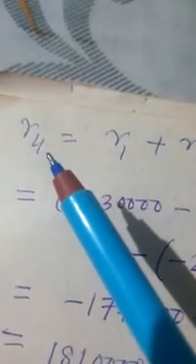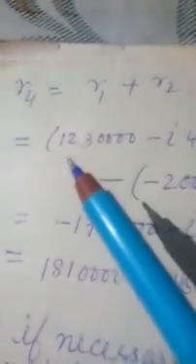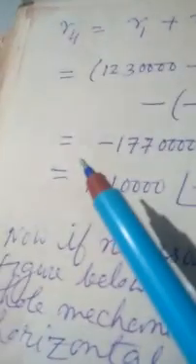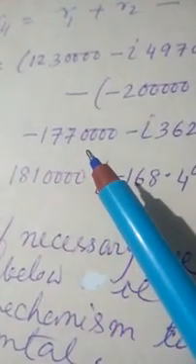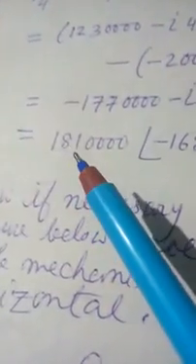Now to find out R4, we use the equation 1. R4 is equal to R1 plus R2 minus R3. So this you can add all this. Value of R1, value of R2 and the value of R3. Okay, so you can get this one.